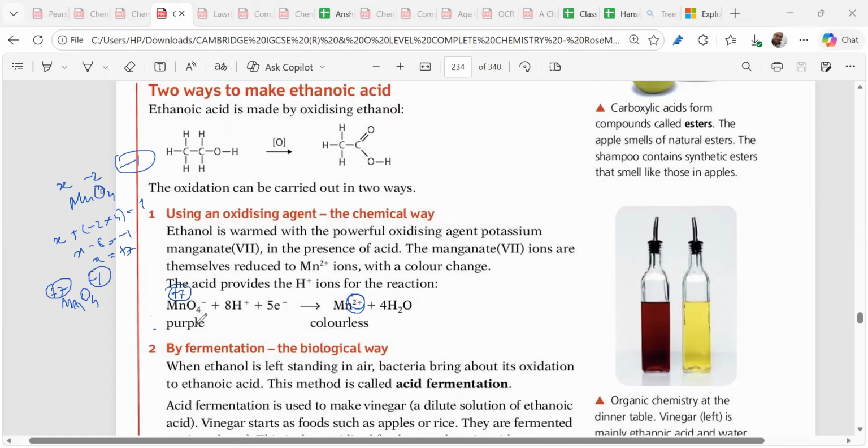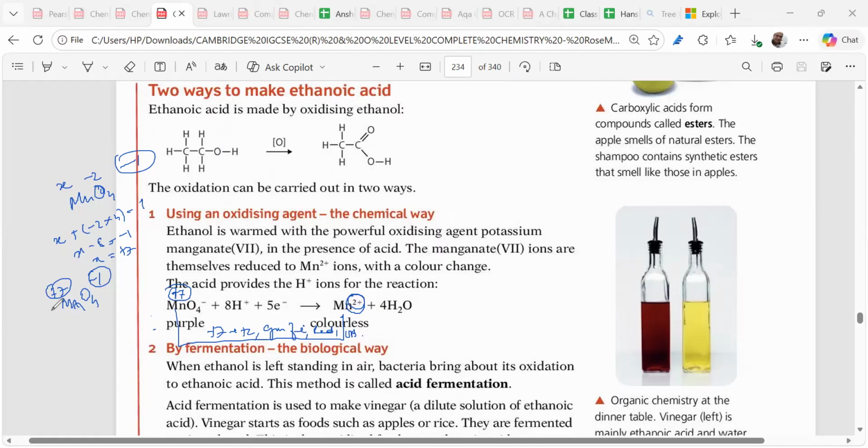Can you see this? So what happens over here? Plus 7 going to plus 2. So what is happening over here? Gain of electrons means reduction, and it is the oxidizing agent. Is it clear? You get my point over here? Gain of electrons, reduction, oxidizing agent. Understood. So the first point is that we can oxidize the alcohol to get a carboxylic acid, right?